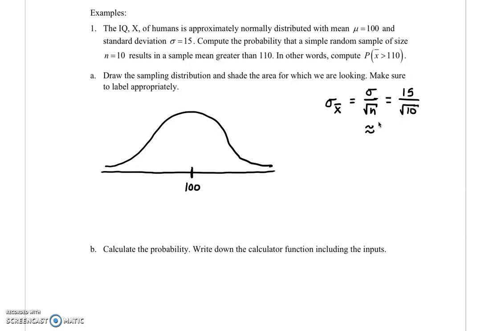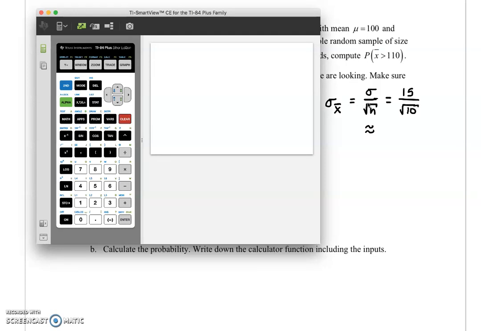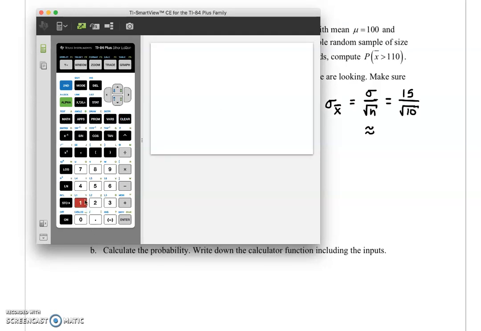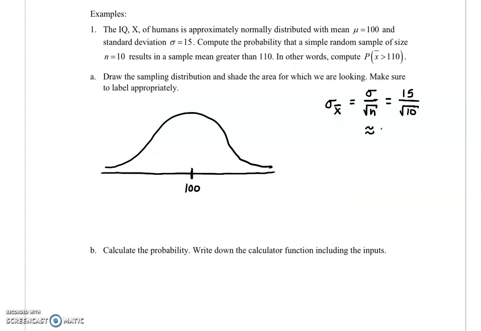Let's see what that is approximately. So if we get our calculator out, we are going to type 15 divide by, now the square root is right above the little x squared key on the left-hand side. So to get it, we have to hit the second key and then the x squared key, and then we'll type number 10. When we hit enter, we'll say that's approximately 4.7. We're just going to round to make our picture.